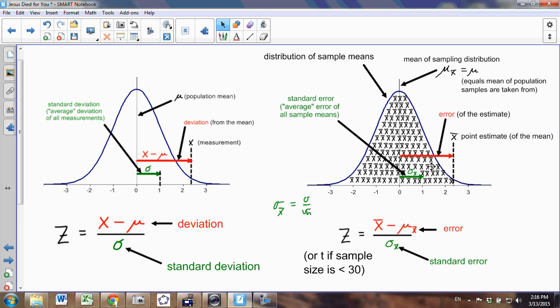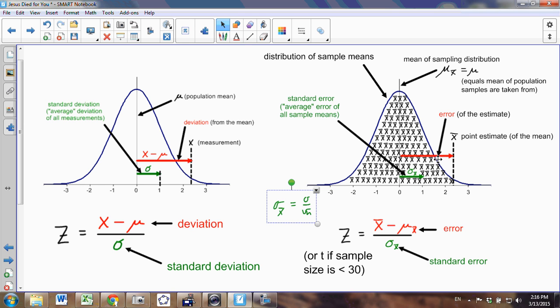Okay. The second thing that the central limit theorem tells us is that the mean of the sampling distribution will be the same as the mean of the population the samples are taken from. And the third thing it tells us is that the standard error of the sampling distribution will be the standard deviation of the population the samples came from divided by the square root of the sample size. Remember, larger samples mean less error, and less error means a smaller standard error.